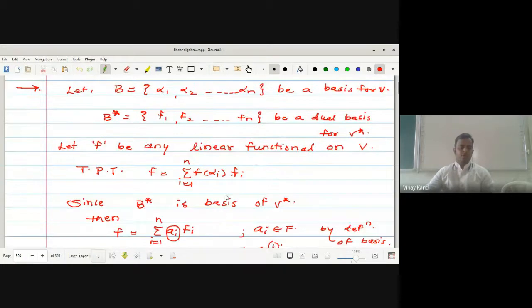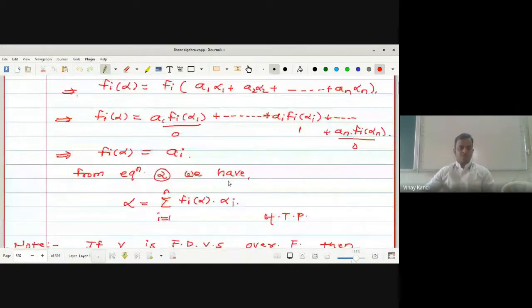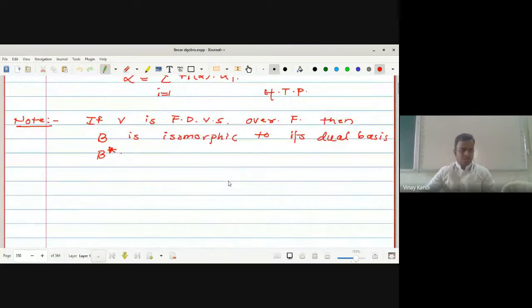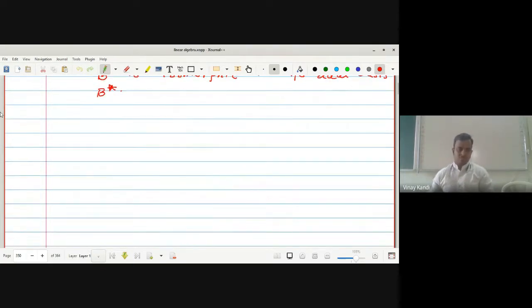We saw this in the theorem, and also in one remark: let V be a finite dimensional vector space over the field F. Then V and V star are isomorphic to each other. Okay. Now the next theorem is, look at this one.